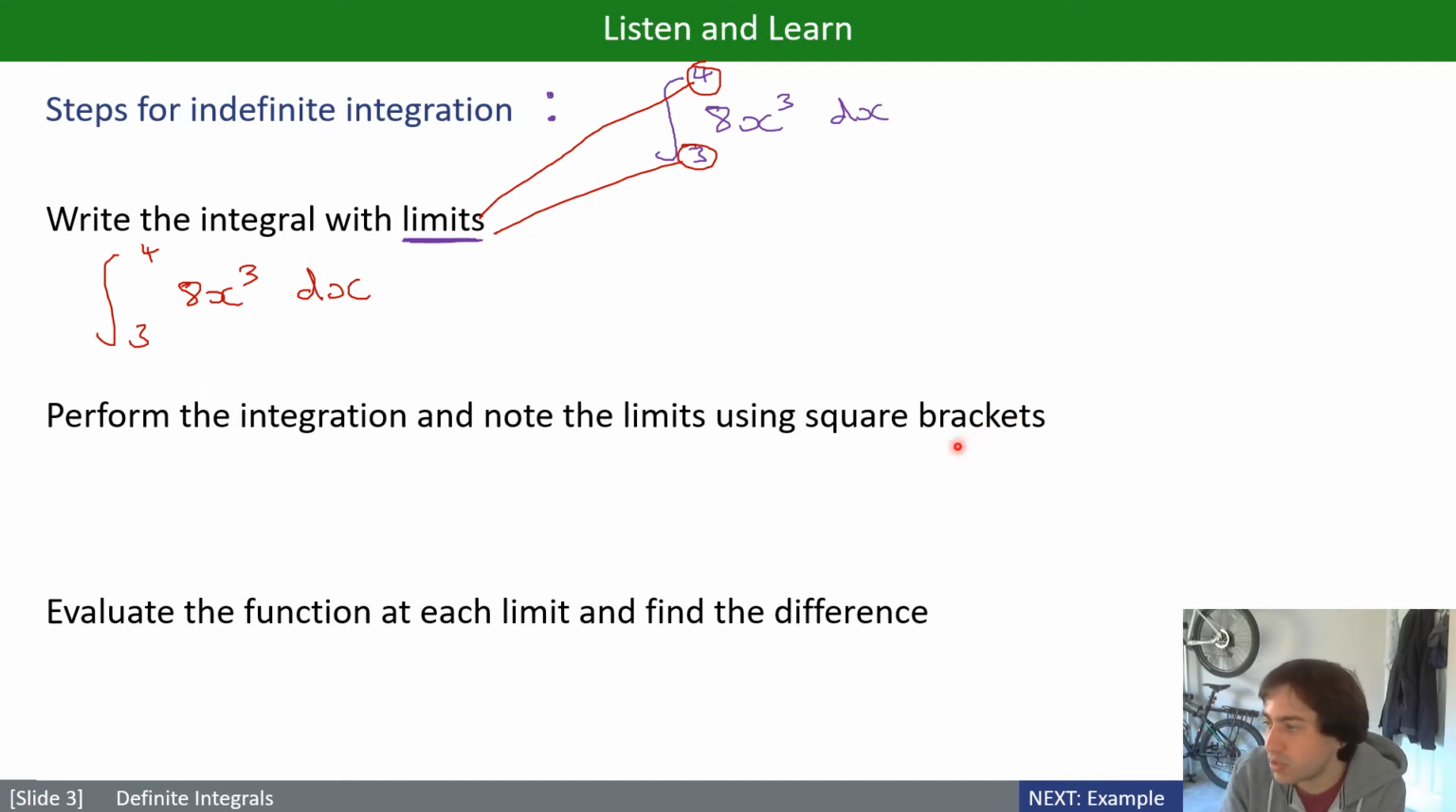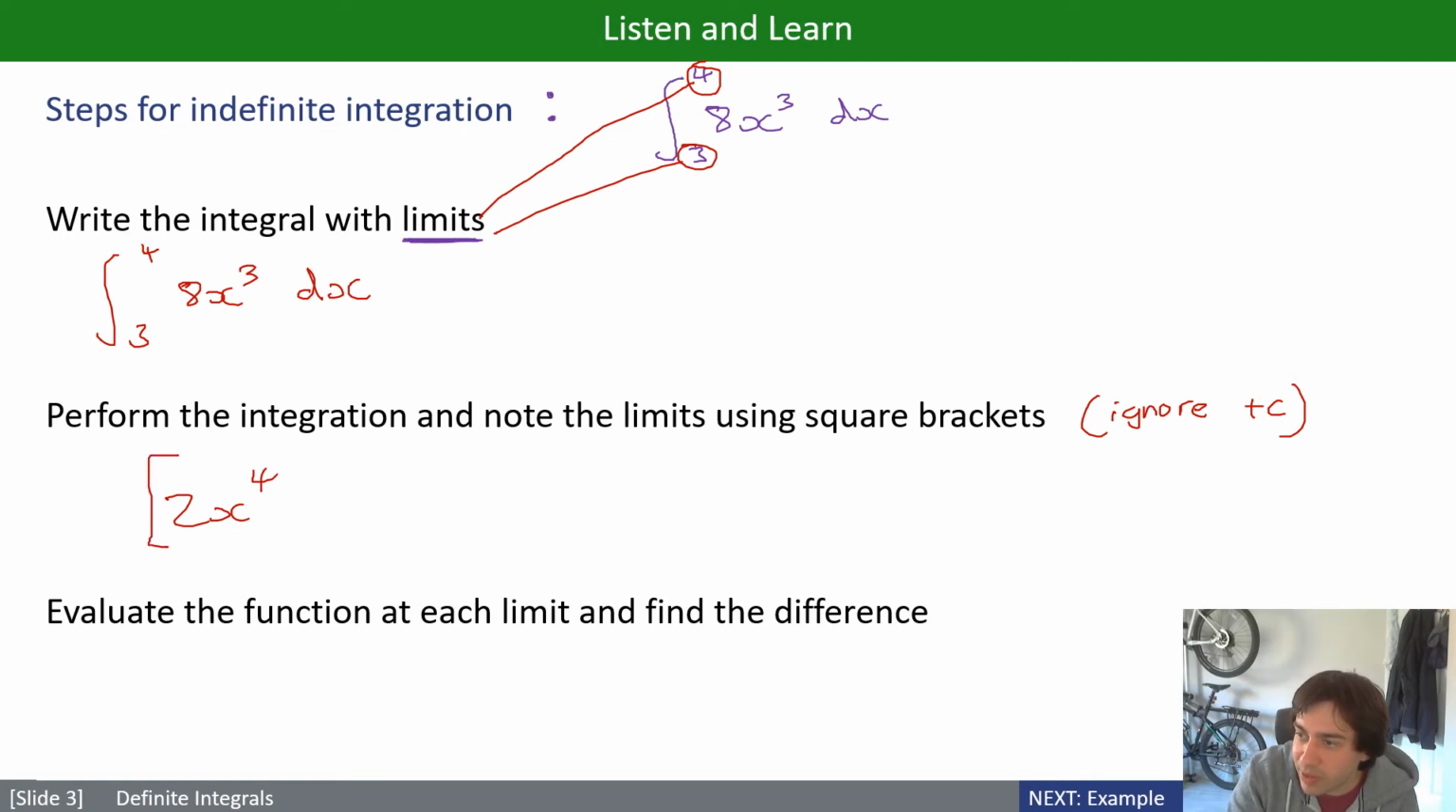Perform the integration, step 2, and note the limit using square brackets. That won't mean anything to you until you've seen it done at least once. So we're going to perform the integration, meaning just focus on the 8x cubed part. Forget about the 3 and the 4. So 8x cubed integrated is 2x to the 4. And I'm also going to say, as part of this step, ignore plus c. Okay, so when you're doing definite integration with two number limits, don't worry about including plus c, just forget about it. So we get 2x to the 4, and now put square brackets around it. Okay, this is the standard notation.